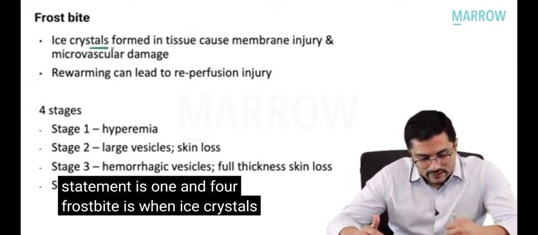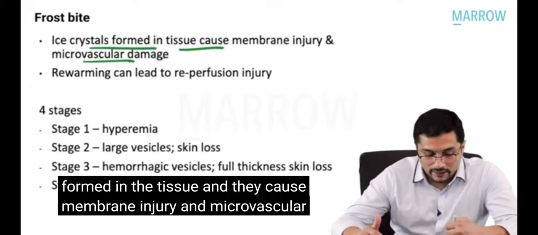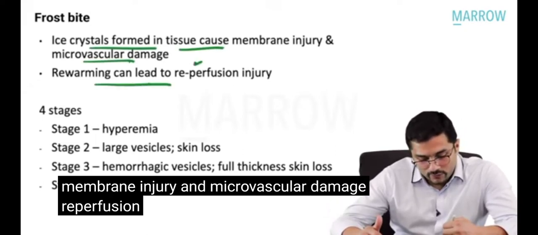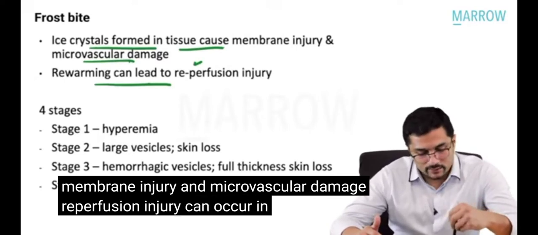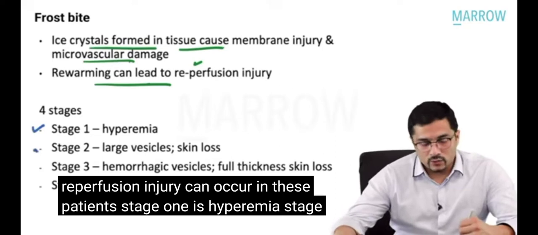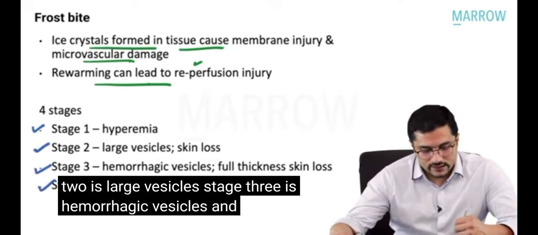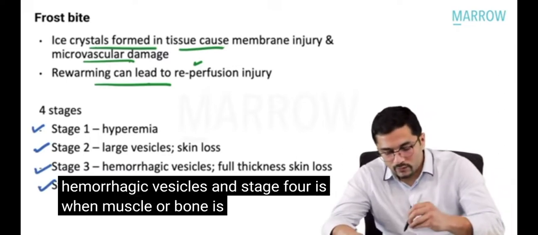Frostbite is when ice crystals are formed in the tissue and they cause membrane injury and microvascular damage. Reperfusion injury can occur in these patients. Stage 1 is hyperemia, stage 2 is large vesicles, stage 3 is hemorrhagic vesicles, and stage 4 is when muscle or bone is involved.